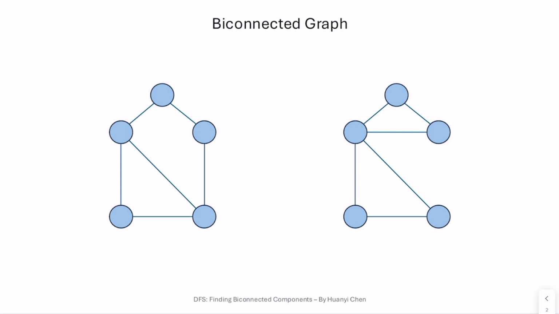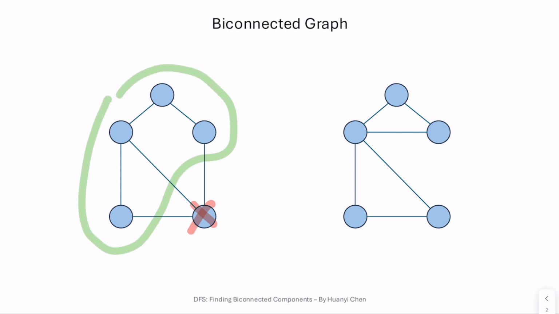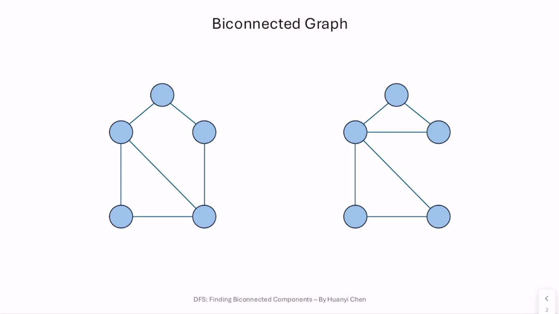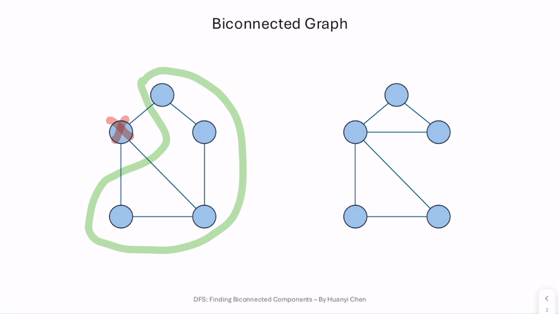For the left graph, if you remove this node, the remaining of the graph will stay connected. If you remove this node, the remaining of the graph will still stay connected. So the left graph is a biconnected graph. The right graph, however, is not a biconnected graph.